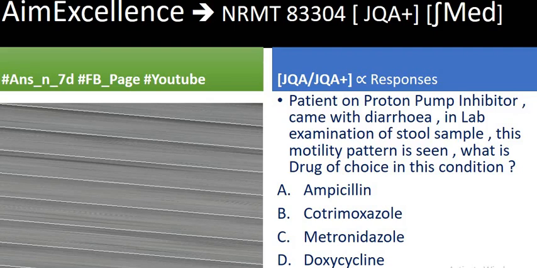And we have uploaded this particular question. Patient on proton pump inhibitor came with diarrhea. In lab examination of stool sample, this motility pattern is seen. What is the drug of choice in this condition?